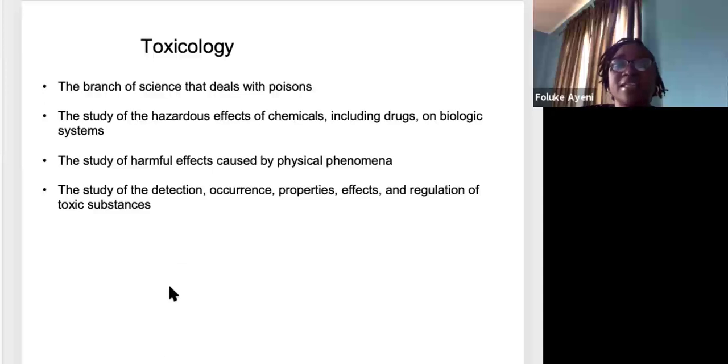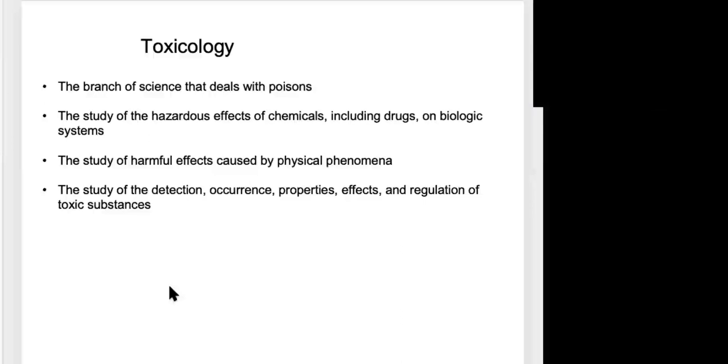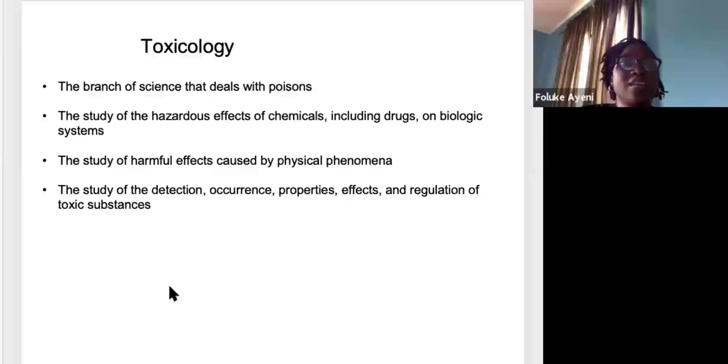And then you can also say that toxicology is the study of harmful effects caused by physical phenomena, not only by chemicals. There are other naturally occurring substances that can result in toxicity. And then, to cap it all, why we study toxicology is summarized as the study of the detection, occurrence, properties, and effects of toxic substances. And having a knowledge of these substances, how do we go ahead to regulate them to make sure that their effects are not deleterious to living organisms?